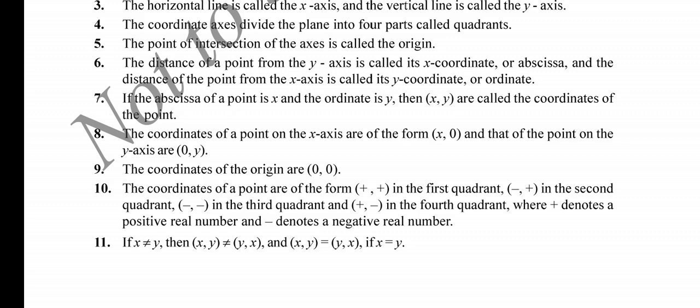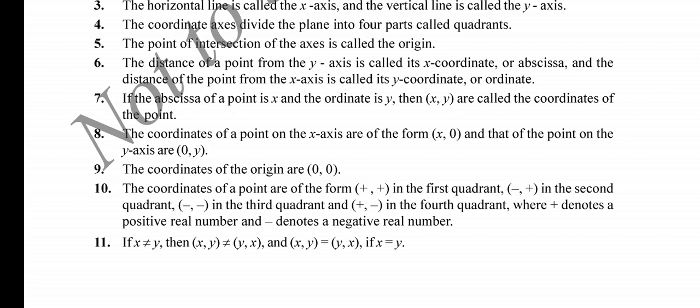Eighth point, the coordinates of a point on the x-axis are of the form (x, 0) and that of a point on the y-axis are (0, y). Ninth point, the coordinates of the origin are (0, 0).